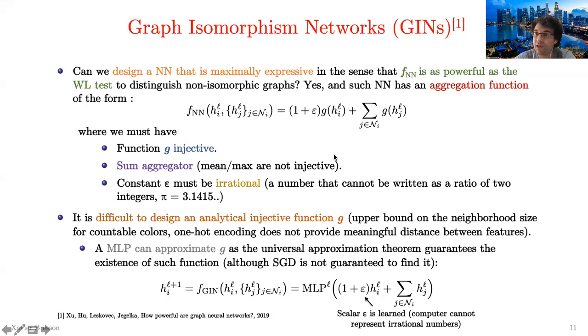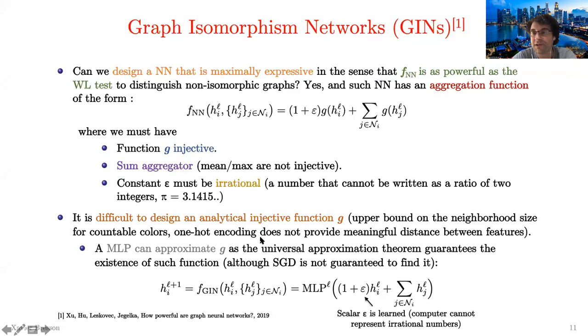Now it's important to see that it's not easy to actually design an analytical function for G. There are difficulties related, for example, to the upper bound on the neighborhood size for countable colors. Also, if you want to use one-hot encoding, which is a natural choice, you don't have any meaningful distance between the features.